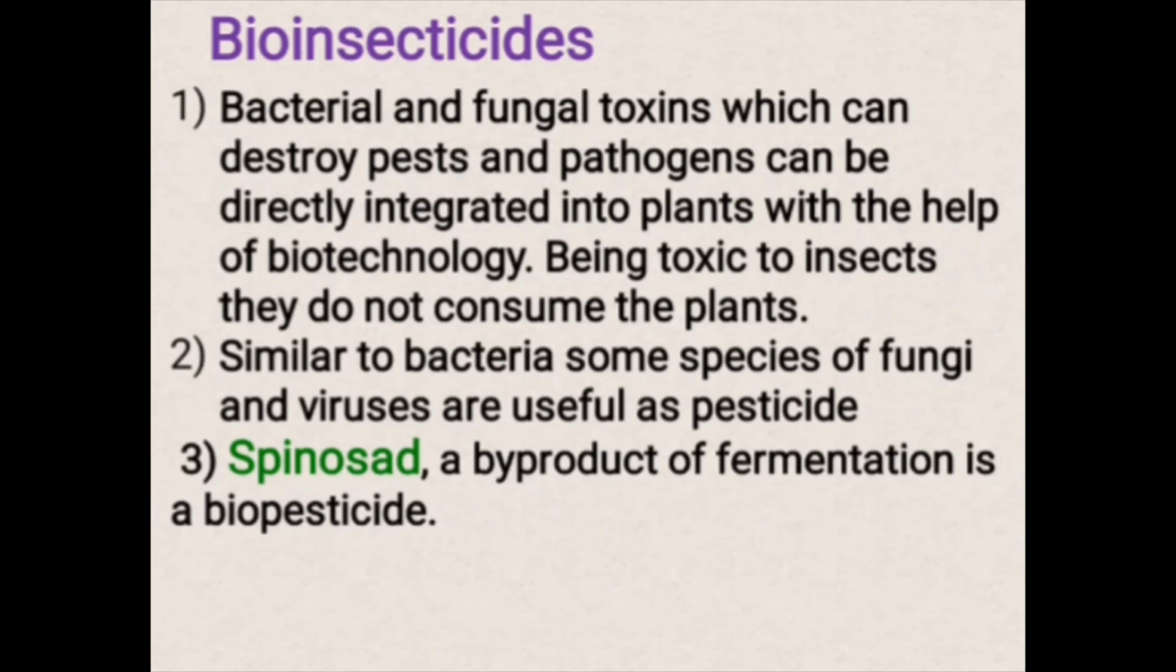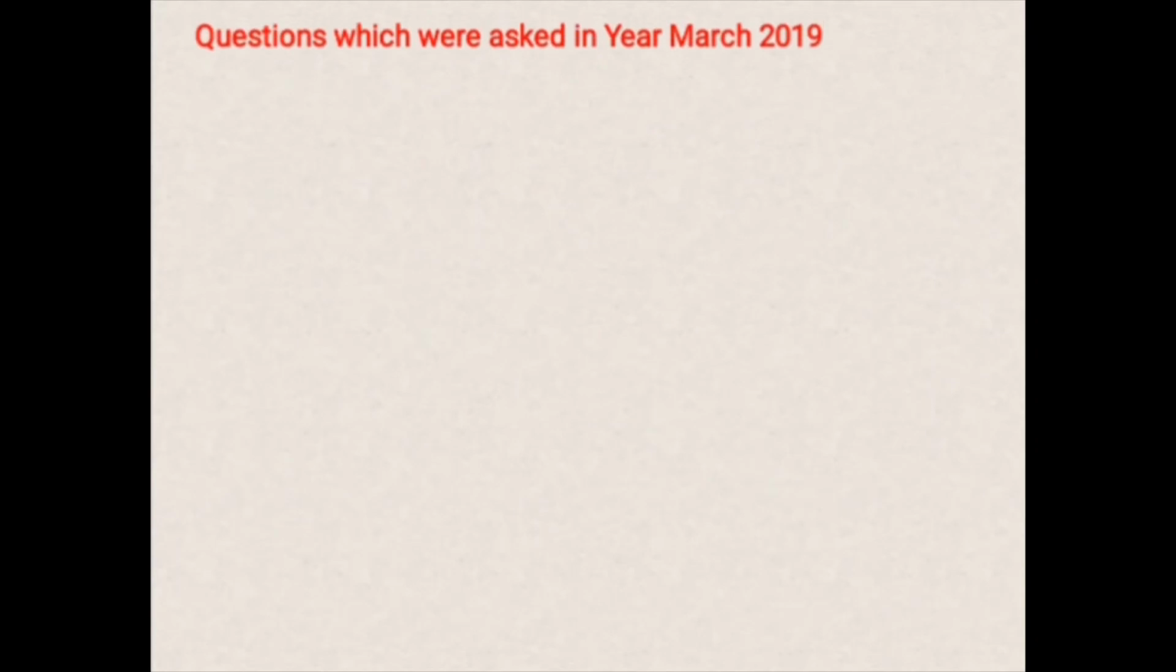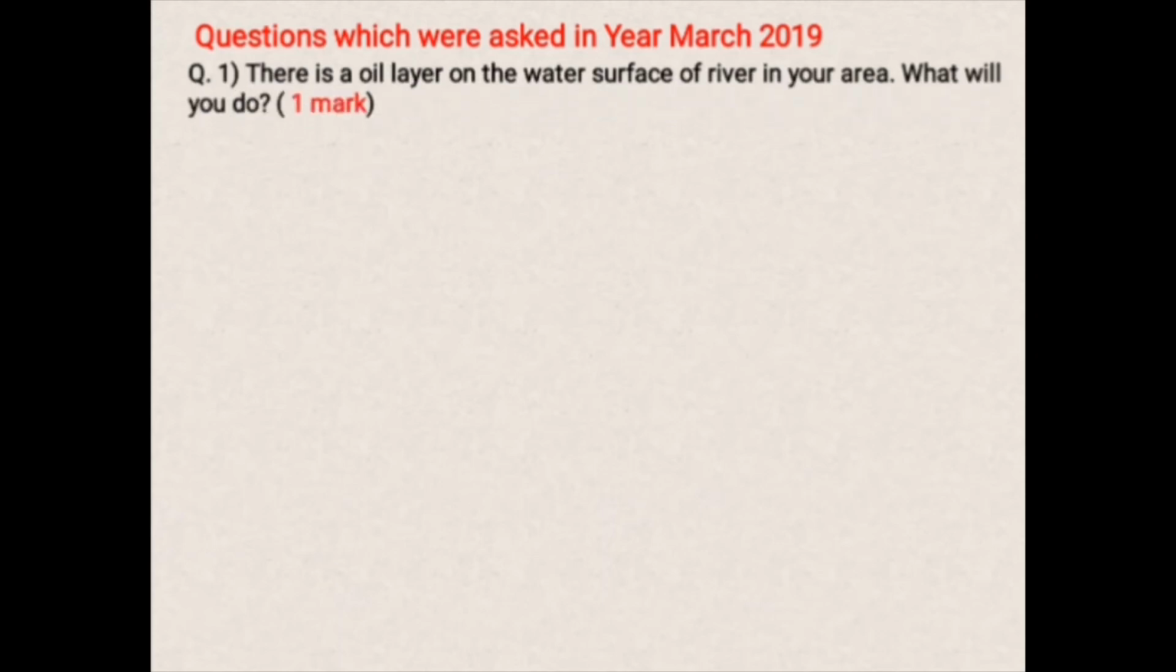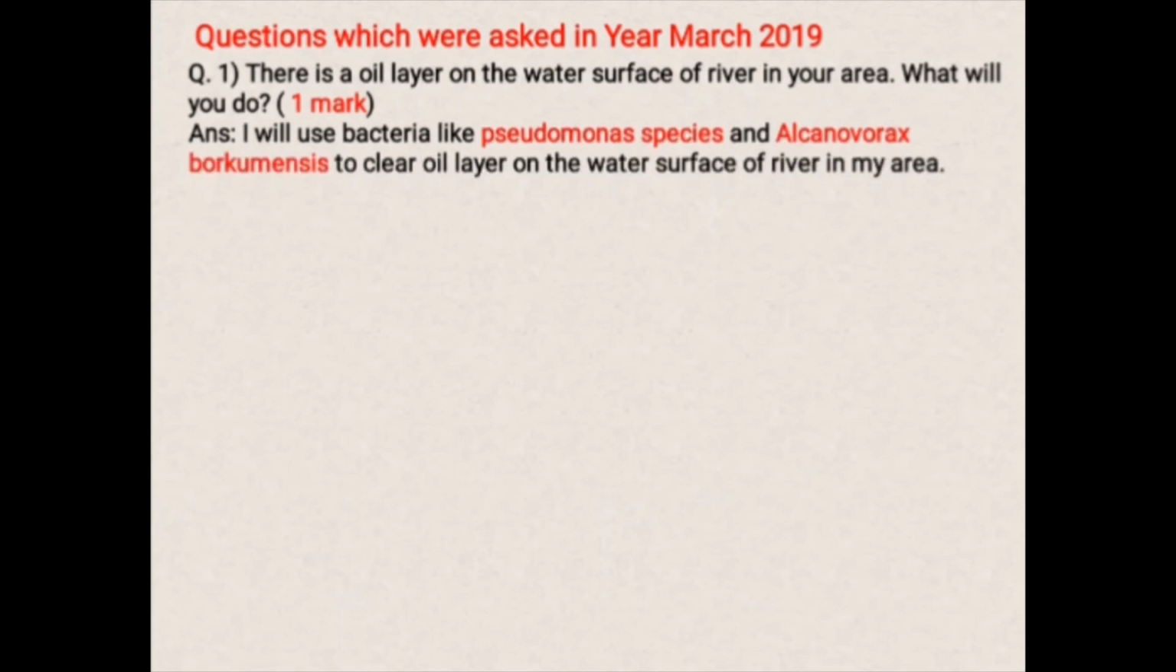Now we have covered important points and topics from this chapter. So now we will focus on questions asked in last year's board papers based on this chapter. Questions which were asked in March 2019. There is an oil layer on the water surface of a river in your area. What will you do? This question was asked for 1 mark. Answer: I will use bacteria like Pseudomonas species and Alcanivorax borkumensis to clear the oil layer on the water surface of the river in my area.